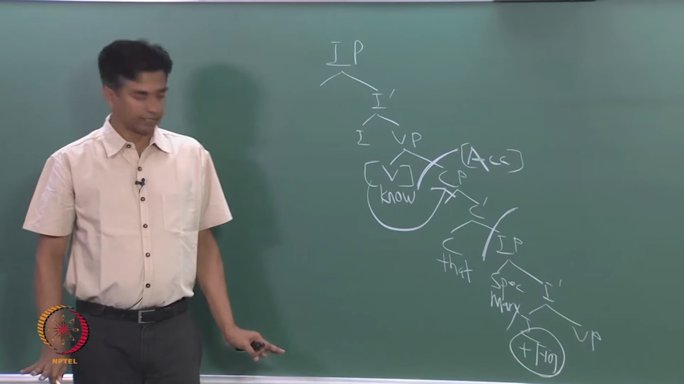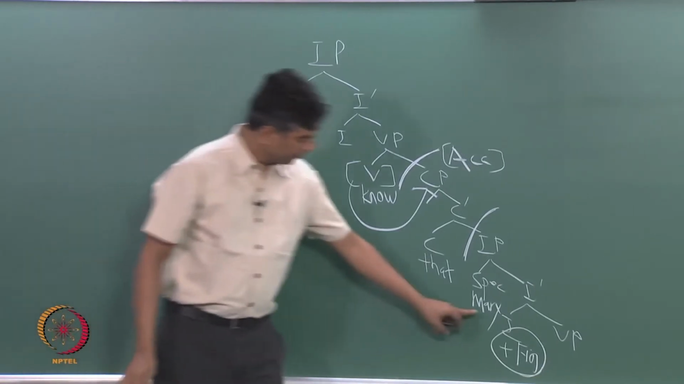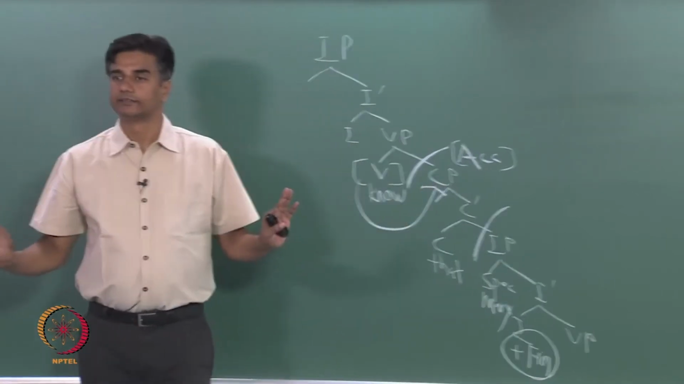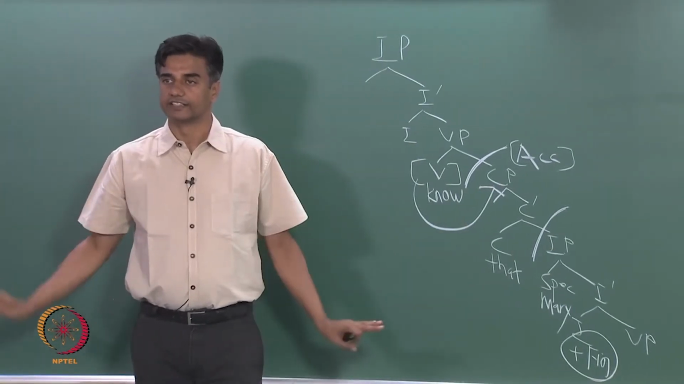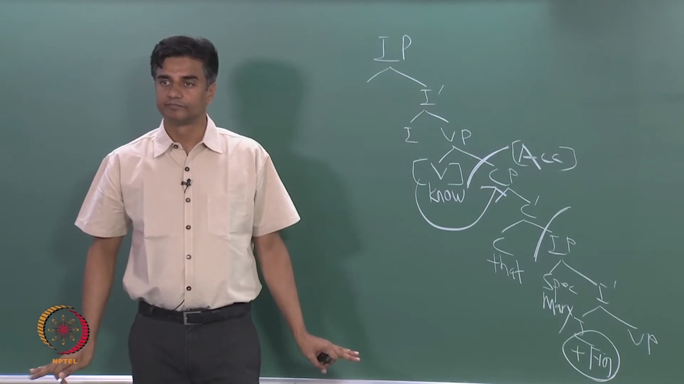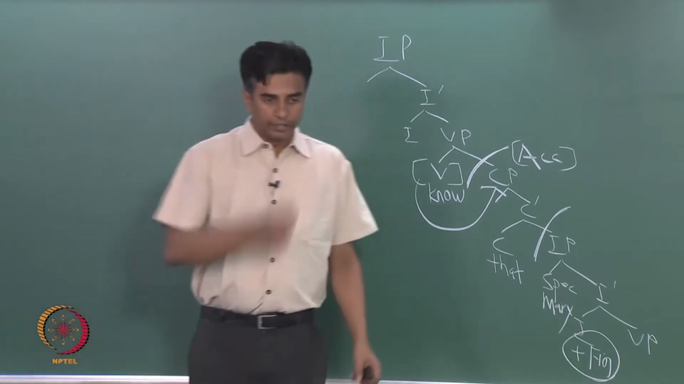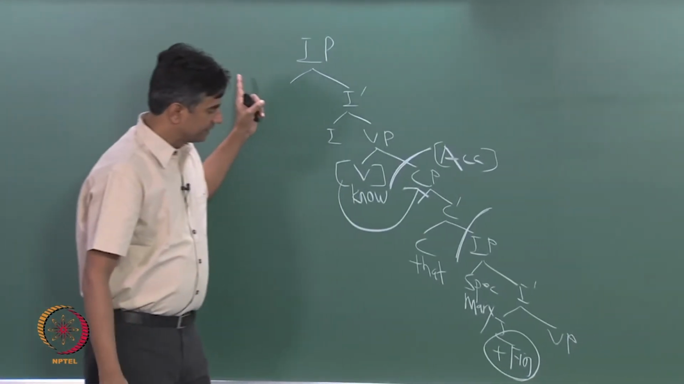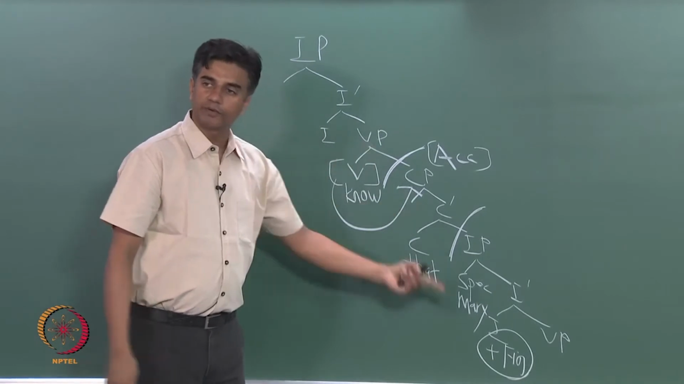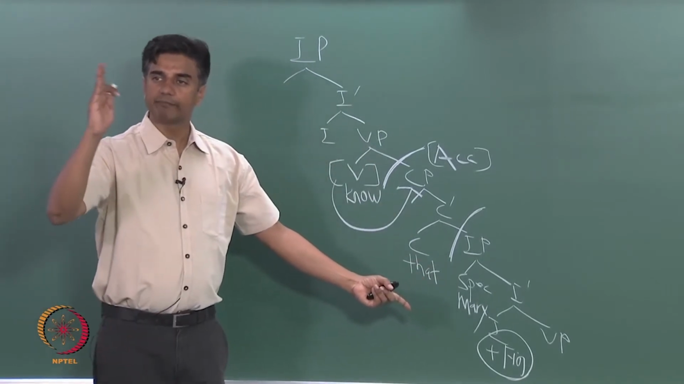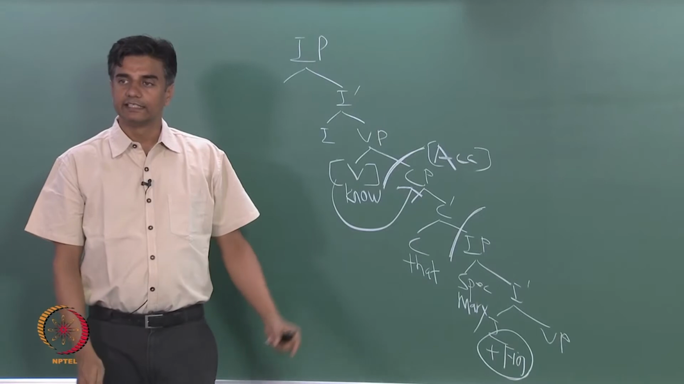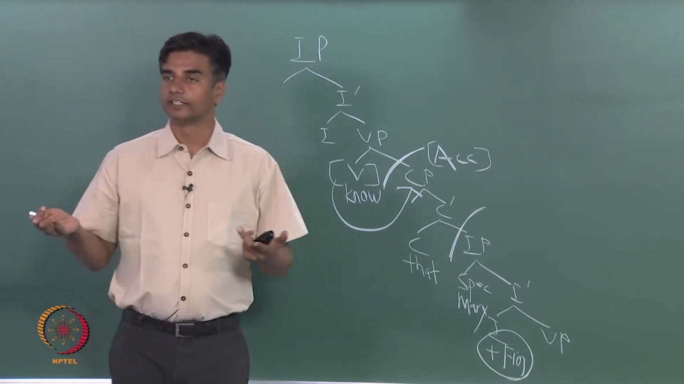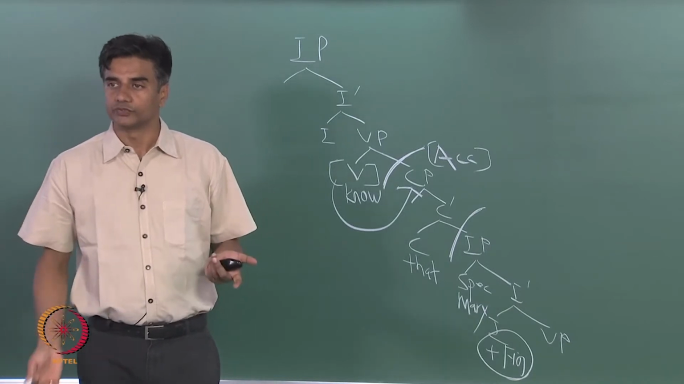Clear? This is a plus finite I. So Mary gets a nominative case from here, and this is taken care of. It's a good sentence. See this thing? Now, why I wanted you to see these things is that we need to make sure that in the grammaticality of this sentence, the fact that case assignment is taken care of is an important issue.